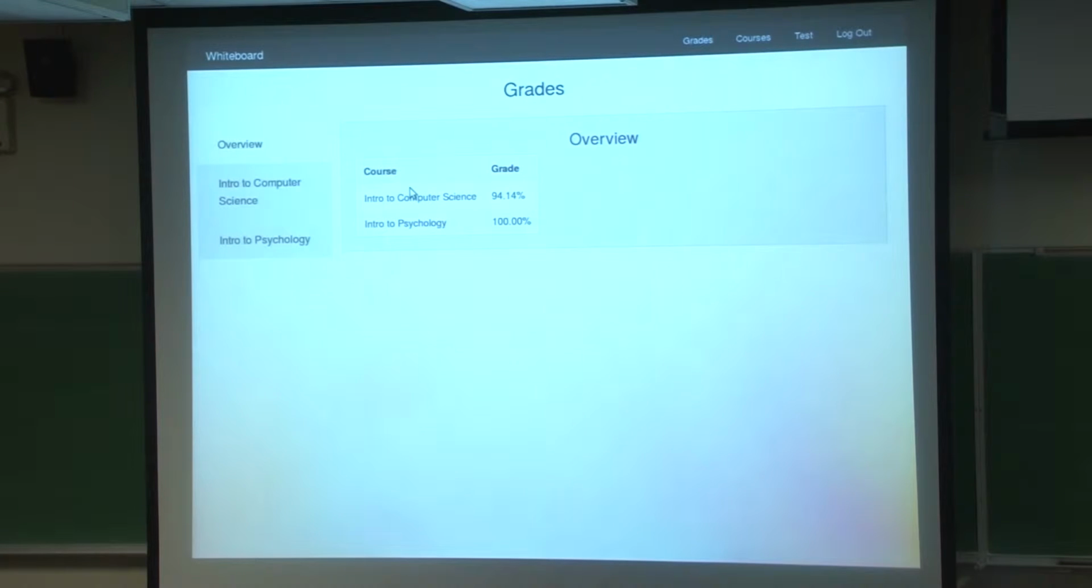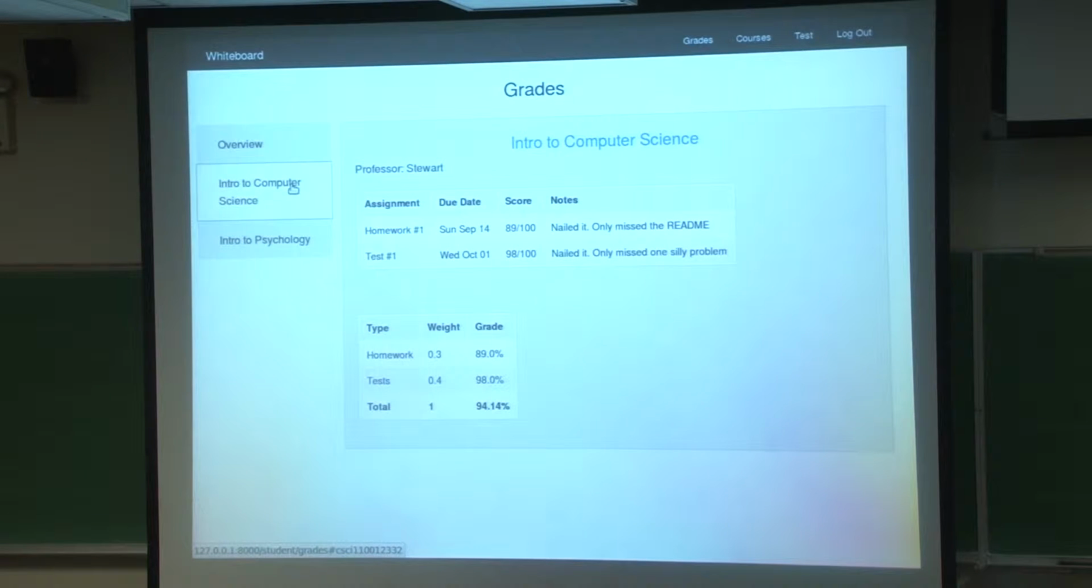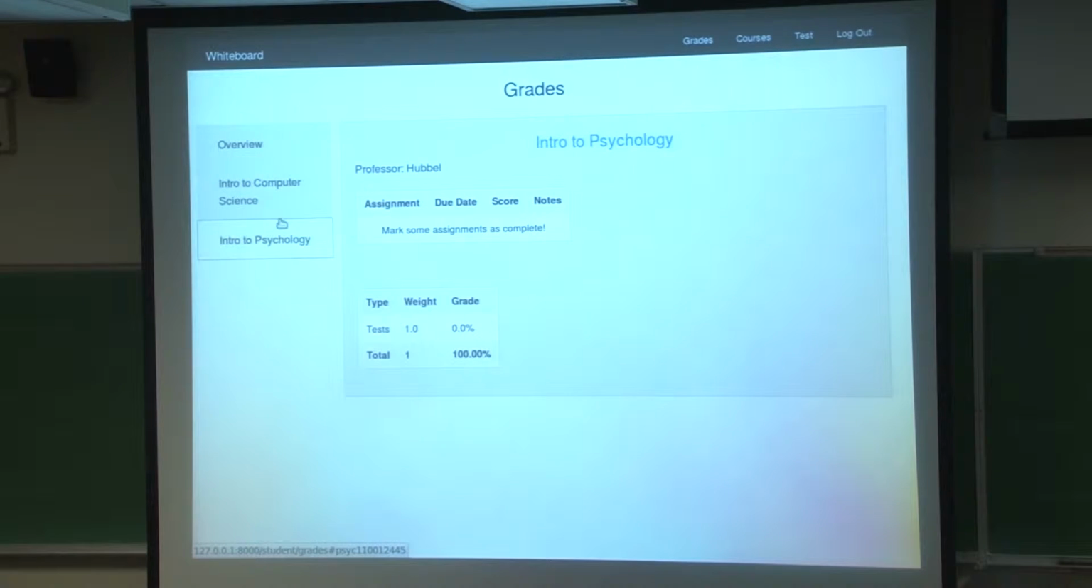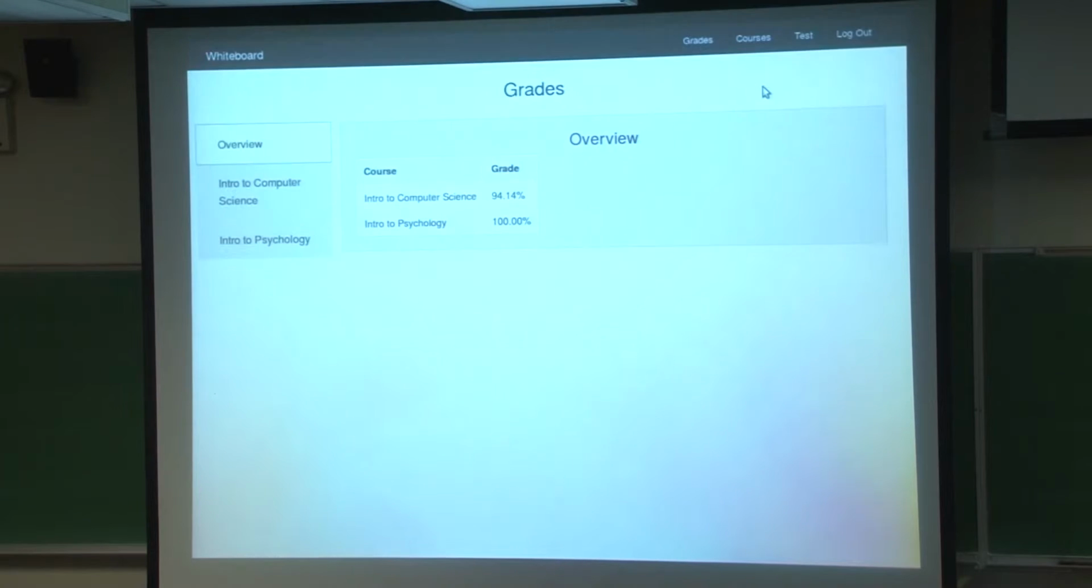So if we go to our grades page, you can see recent. You can see our grades for the class. Click on the class, you can see more. It breaks it up by weight and then averages it. And yes, I know that's a 1. So yeah, that's basically it.